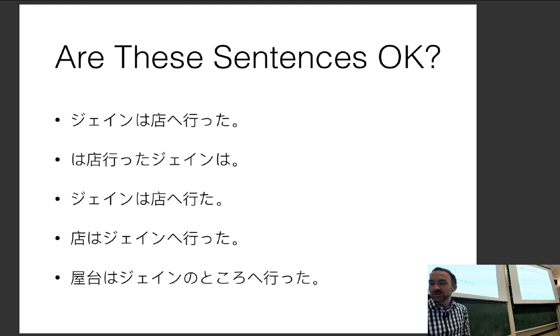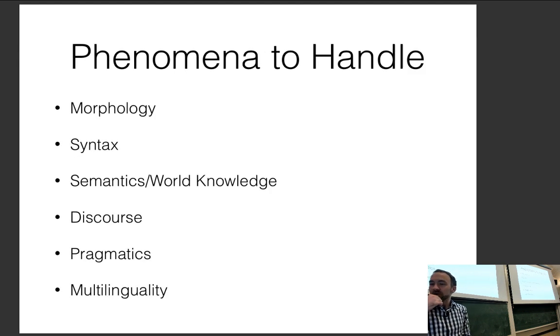So we have these phenomena to handle, which are morphology, syntax, semantics, world knowledge, discourse, pragmatics, multilinguality. And especially if you consider all of the previous ones corresponding to the last one, that's a lot of rules that you need to be writing, and they're super complicated, right? So that's the reason why NLP is hard, and NLP is still not solved yet.